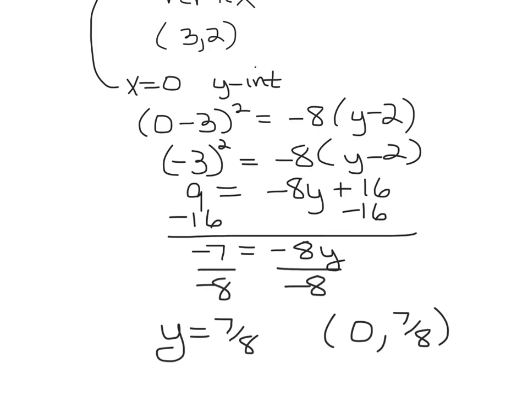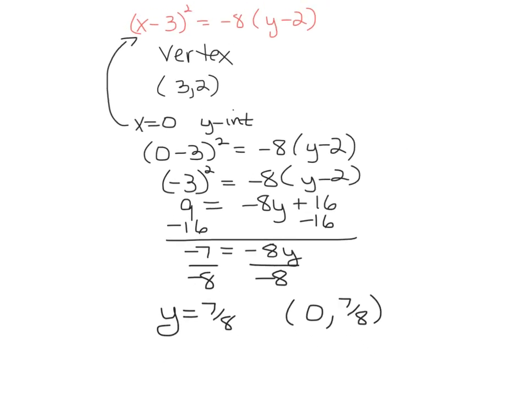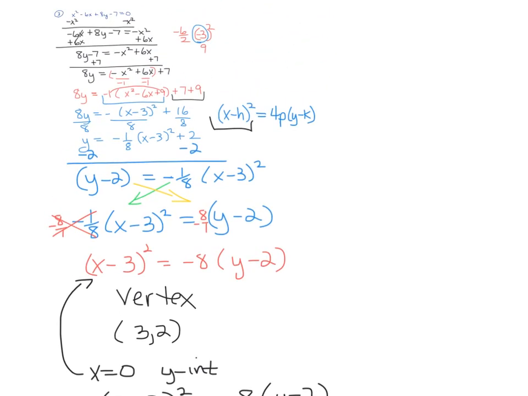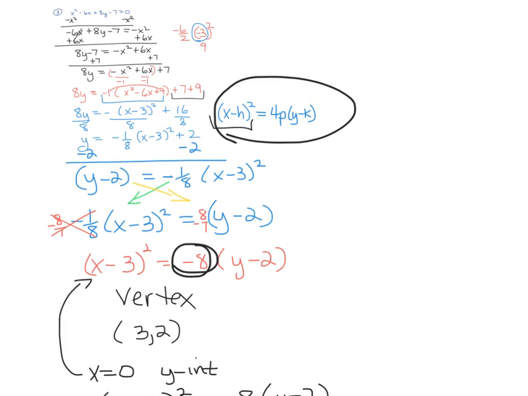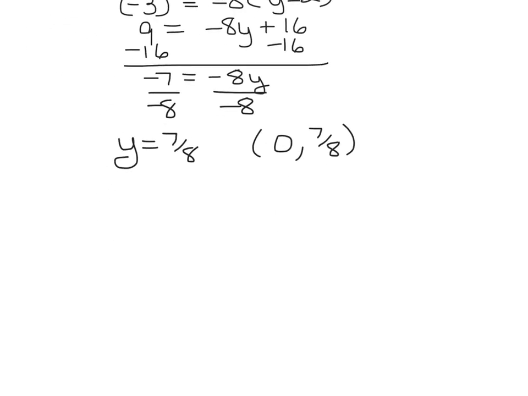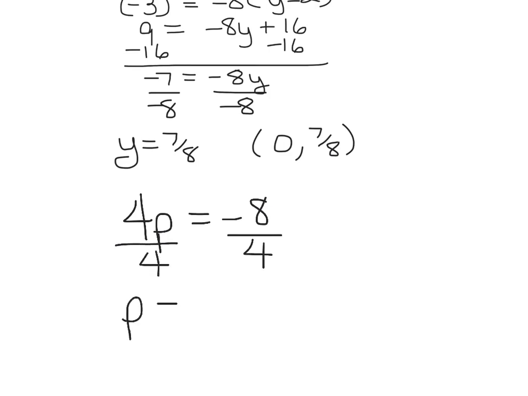I now need to find the value of 4p. Remember up here where I showed you the form we were trying to get it to, the negative 8 equals 4p. We did all of this before spring break. So 4p equals negative 8. I need to find the value of p. So p is equal to negative 2.